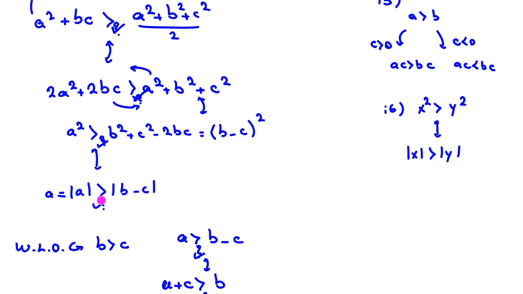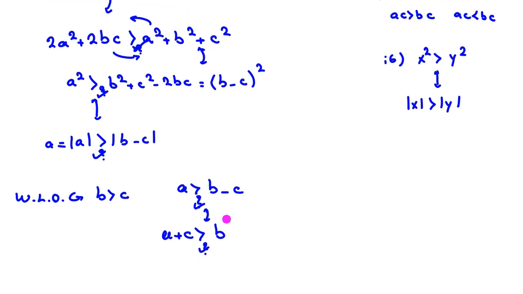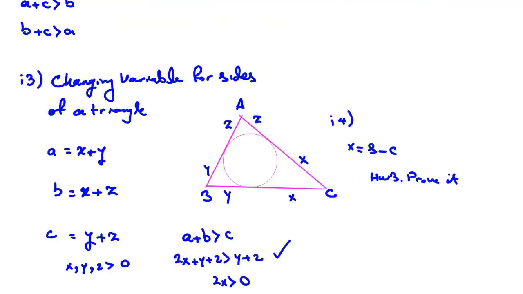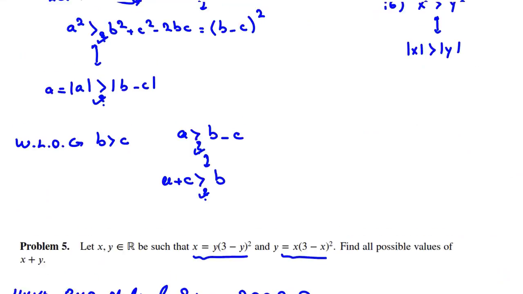Without loss of generality, the absolute value of a is a, because they are sides of a triangle. They are positive. But for b minus c, without loss of generality suppose b is greater than c, so we can write it like this. And then a plus c will be greater than b. It is correct, so all of them are correct. So we can say that this inequality is correct. Okay, it was which problem? Problem 2. Let's also work on problem 5.